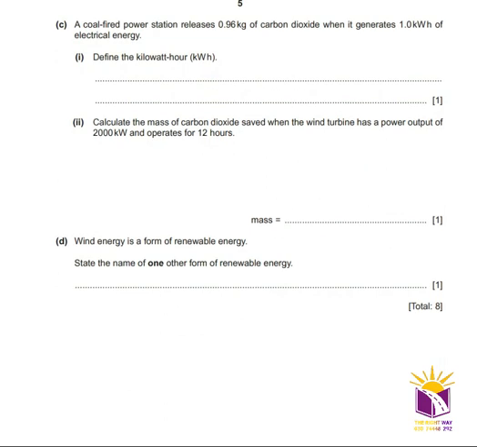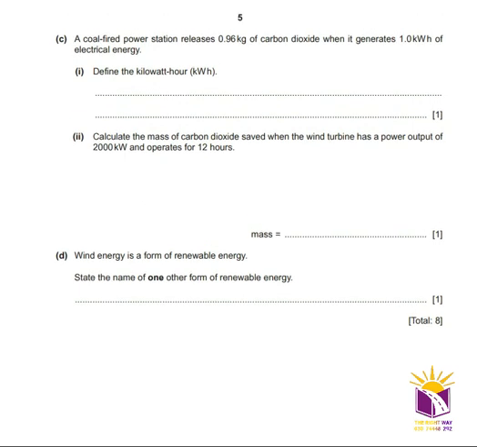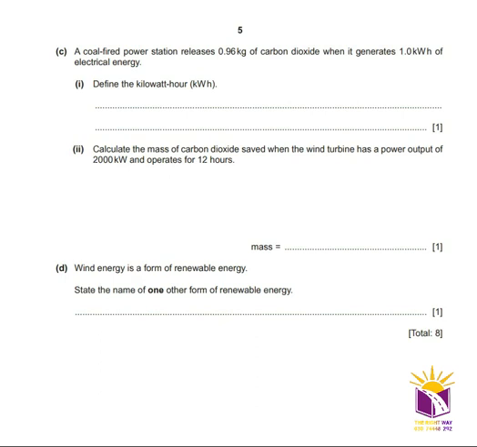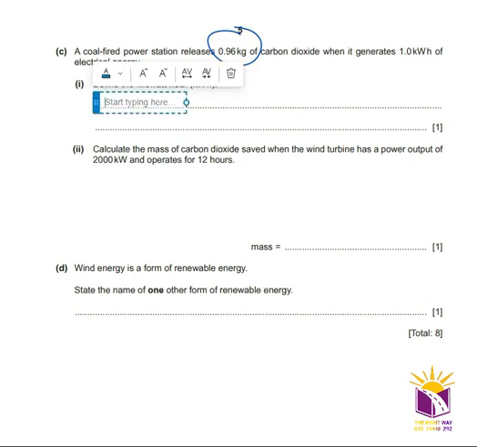Question number 2 part C. A coal-fired power station releases 0.96 kg of carbon dioxide in air when it generates 1 kilowatt hour of electricity. Define 1 kilowatt hour. Okay, what is 1 kilowatt hour? 1 kilowatt hour is the unit of energy.